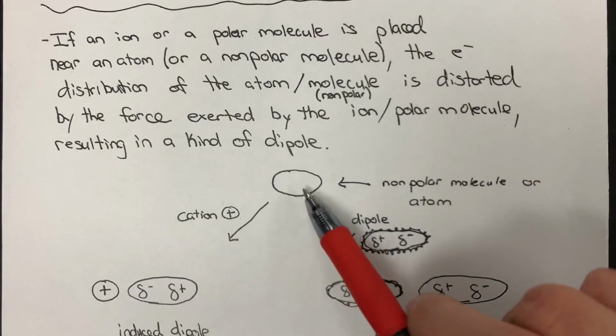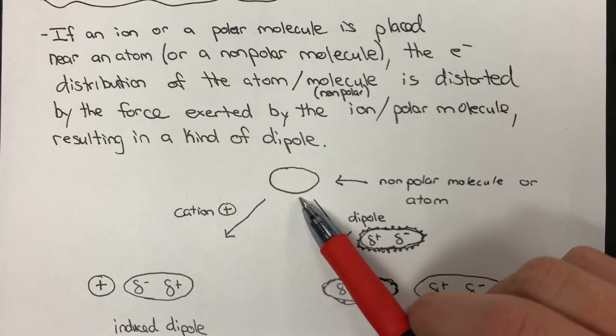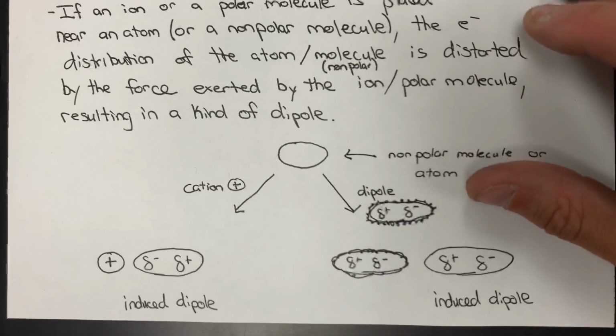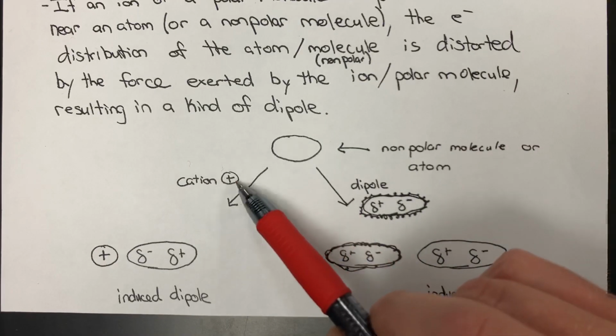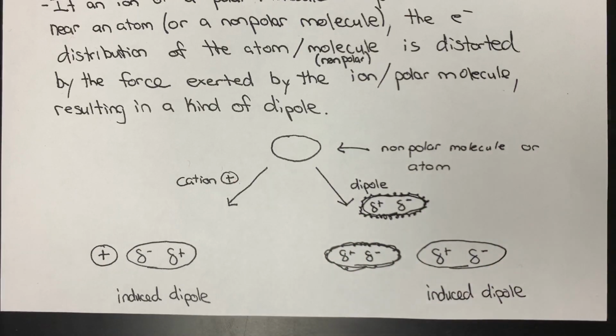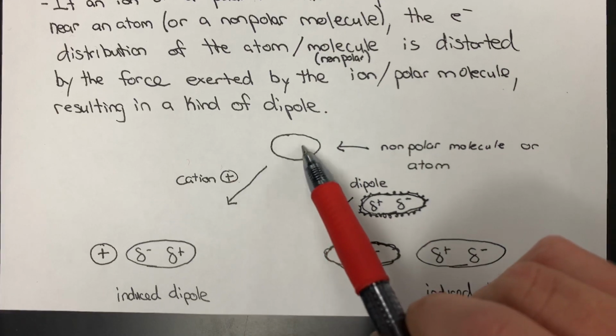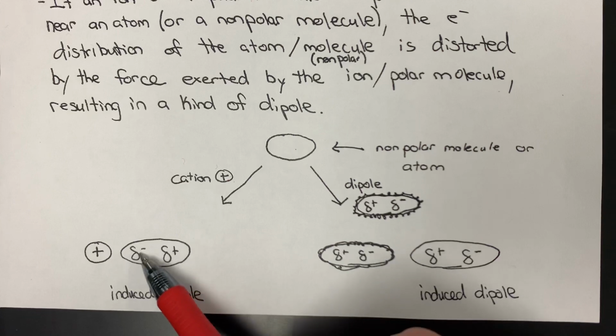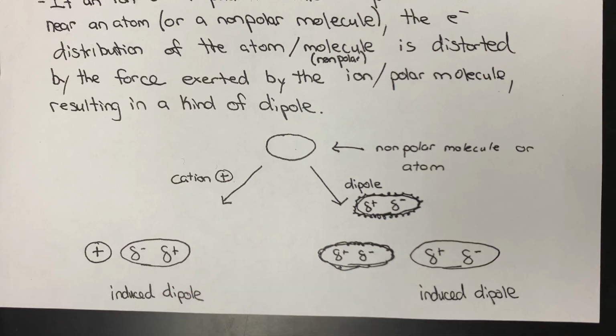Let's say we have this nonpolar molecule or an atom. And right now I have no partial charges because we have a symmetric or even distribution of electrons. But let's say we bring in close proximity a cation, for instance. Well, now these electrons within this nonpolar molecule are going to tend towards the left side of this molecule because they're going to be attracted by the positive charge of the cation. So this cation, in effect, induces a dipole.